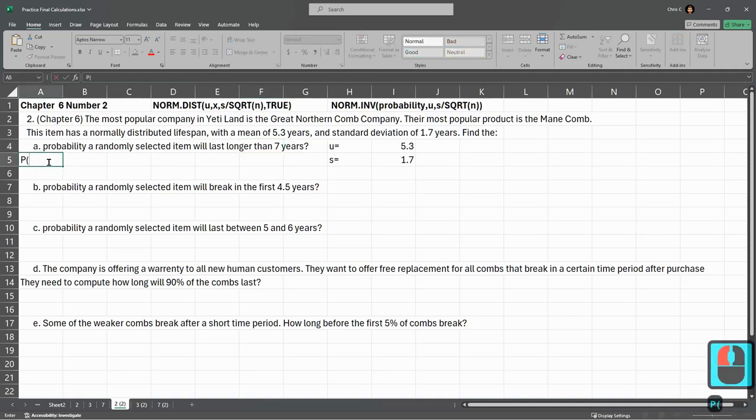So here we're going to line up the probability. Probability that X is longer than, so it's greater than 7 years. I'm going to put 7 right here so I can just use the value in the cell. Otherwise, I would have just written it like this, but if you write it like this, you can't actually use that 7 right there. So therefore, put the 7 here and then close the parentheses there.